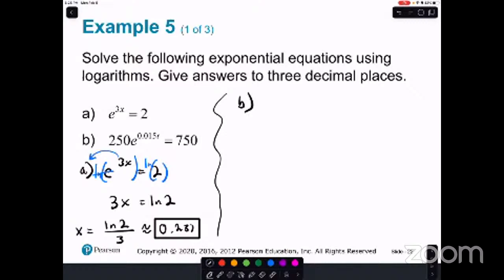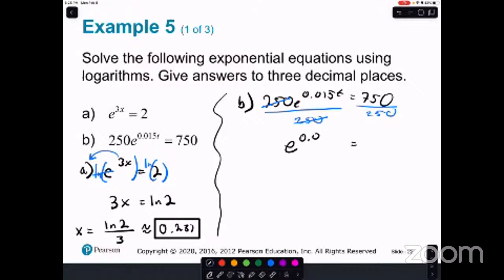So we're starting with this 250, e to the 0.015 t equals 750. Okay. So we're going to use inverse operations to constantly move things. We're trying to isolate the t, right? So first we have that 250 times the exponential. So the inverse of multiplication is division. So we're going to divide both sides by 250. Okay. So then on the left, it looks like we still have this e to the power of 0.015 t. And on the right, 75 divided by 25, what is that, 3?